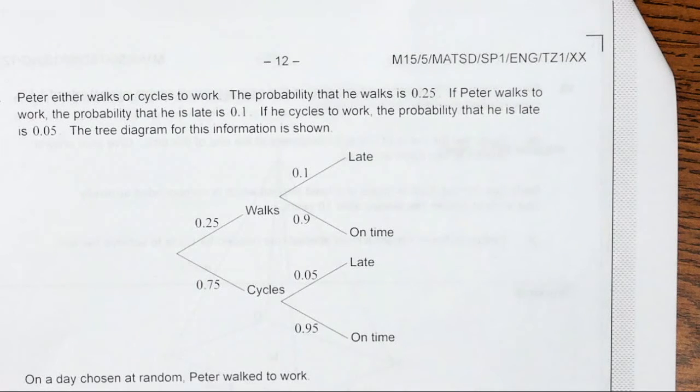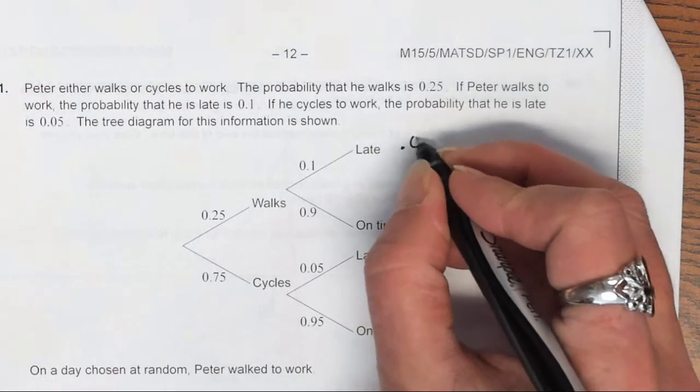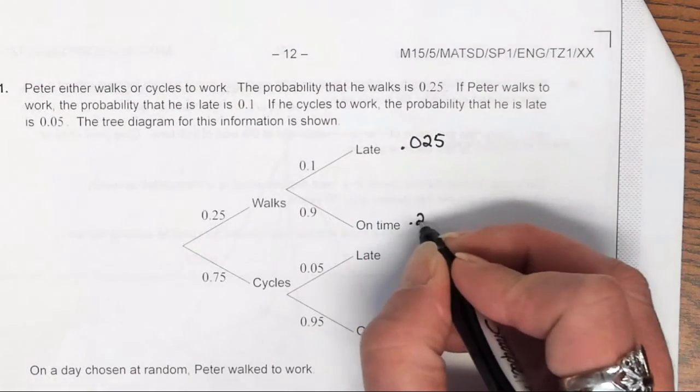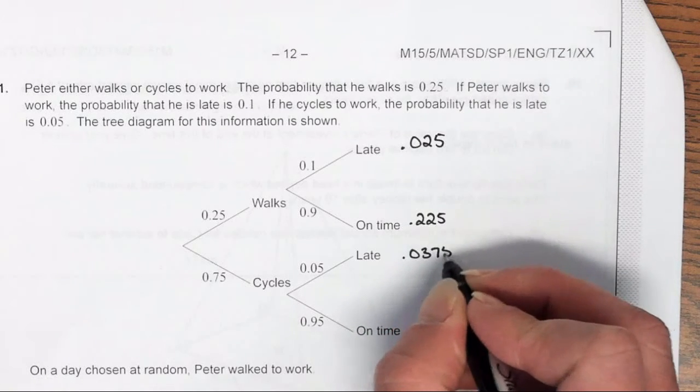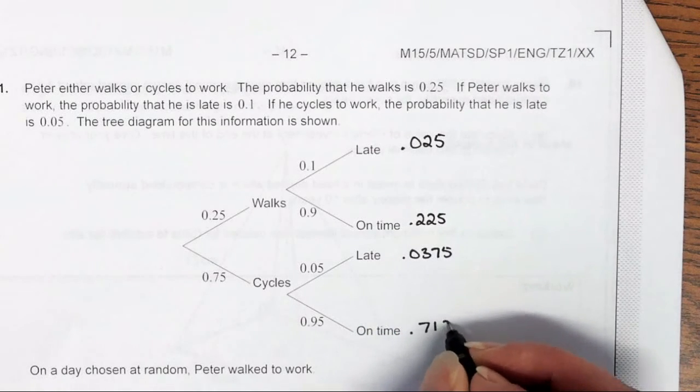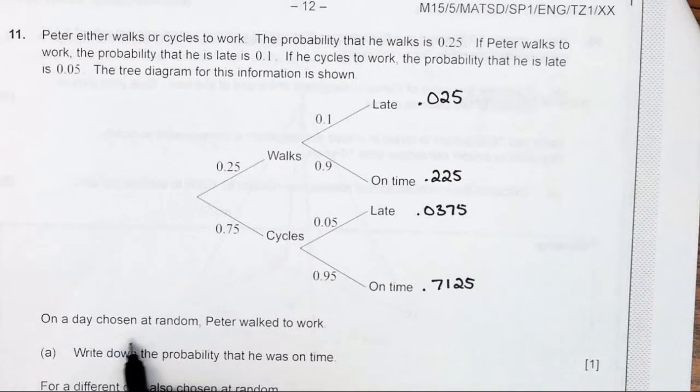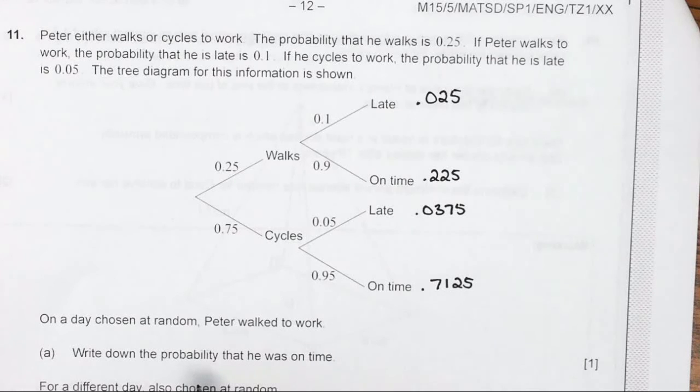0.25 times 0.1 is 0.025. And that's 0.225. Then 0.0375. 0.7125. Okay. On a day chosen at random, Peter walked to work. Write down the probability he was on time.